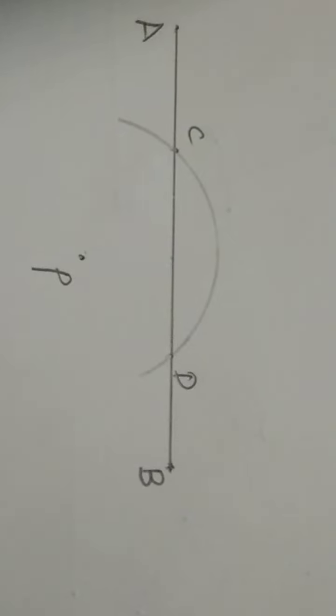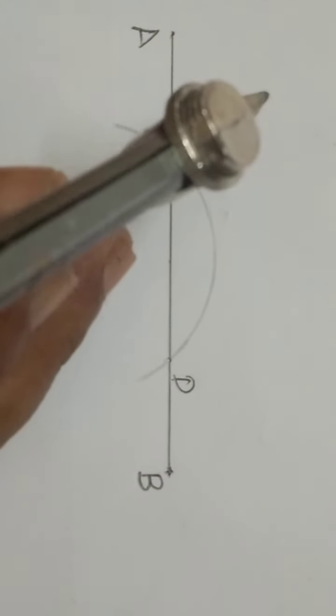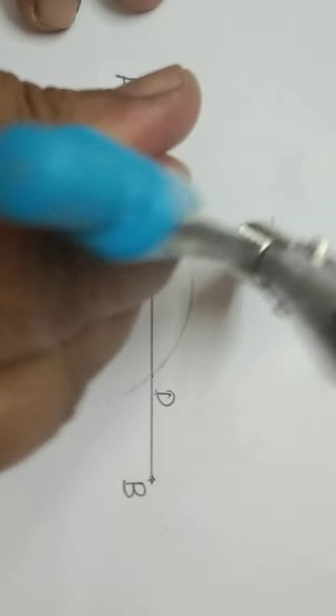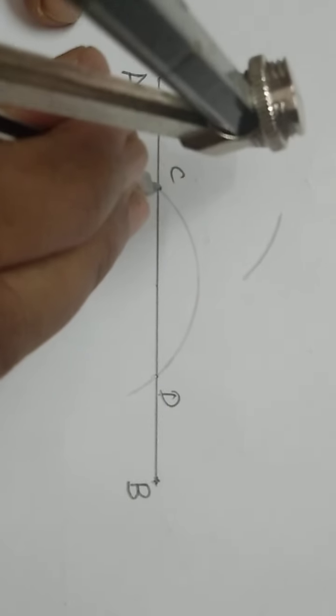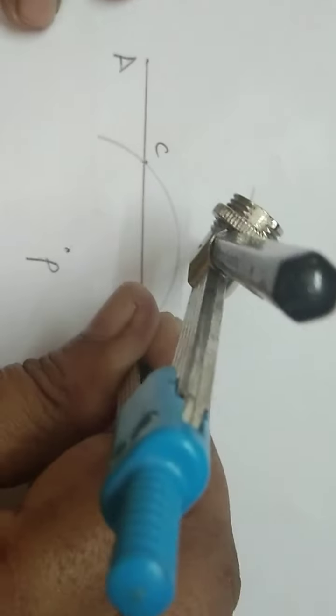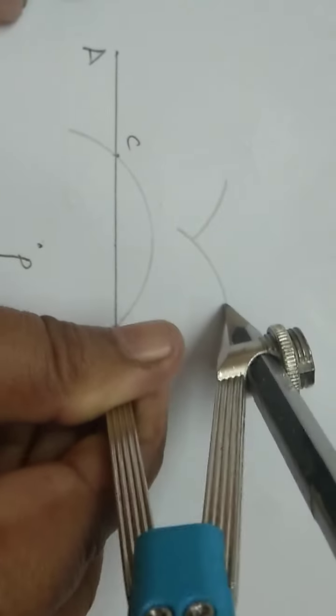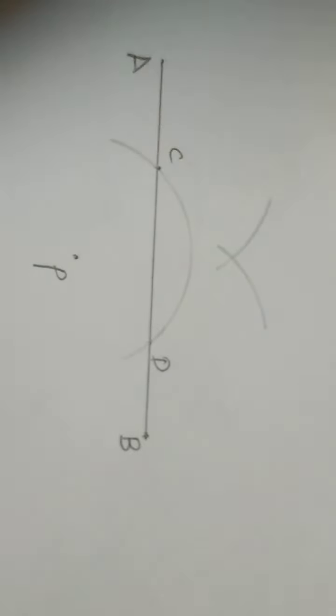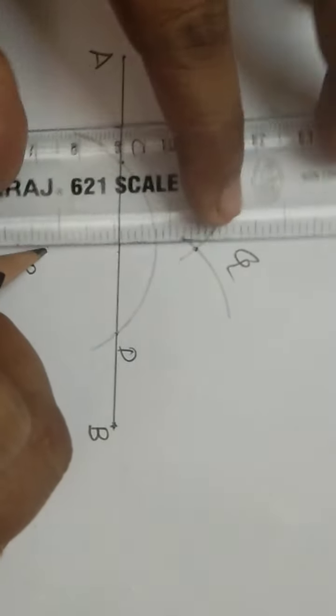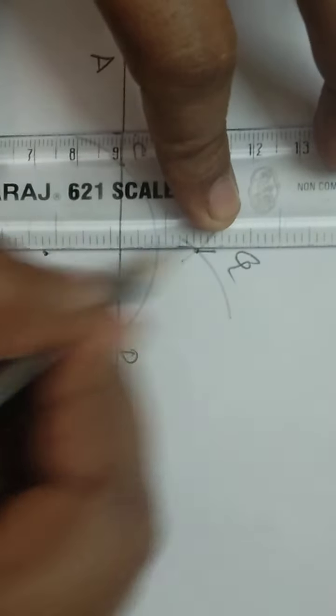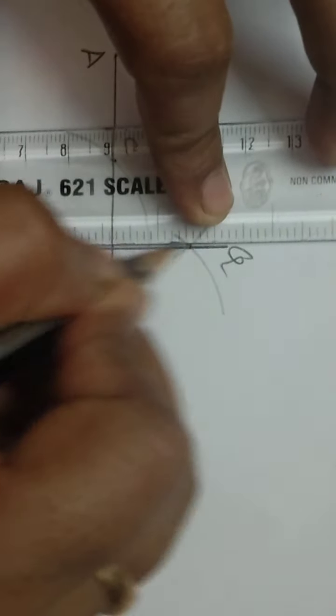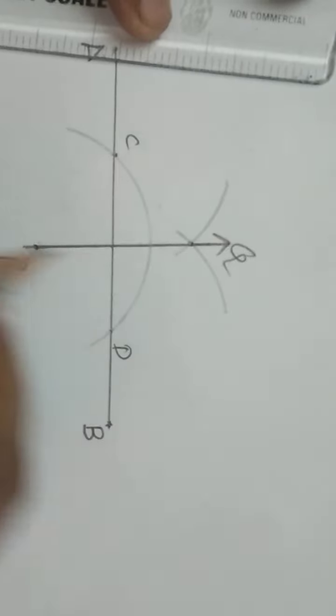I have given. Now from C and D, we have to draw 2 arcs which will cross at a point. Look at here. Now join this point. I will give it the name Q. From Q, join P and Q. We will get this perpendicular to AB through an outside point P.